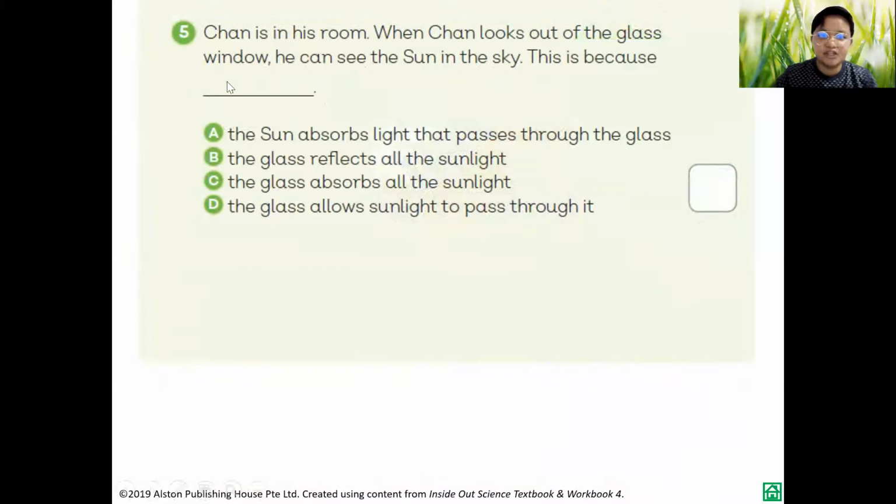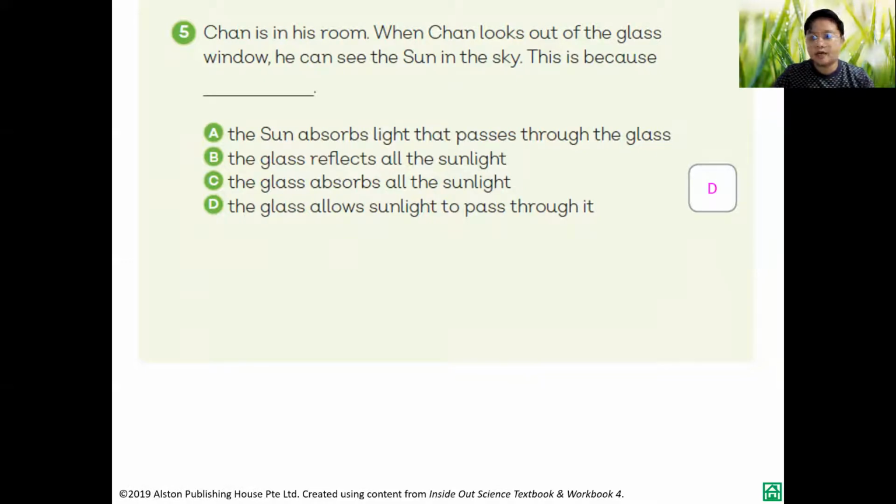Number 5, Chan is in his room. When Chan looks out of the glass window, he can see the sun in the sky. This is because A, the sun absorbs light that passes through the glass. B, the glass reflects all the sunlight. C, the glass absorbs all the sunlight. And D, the glass allows sunlight to pass through it. The answer is letter D.